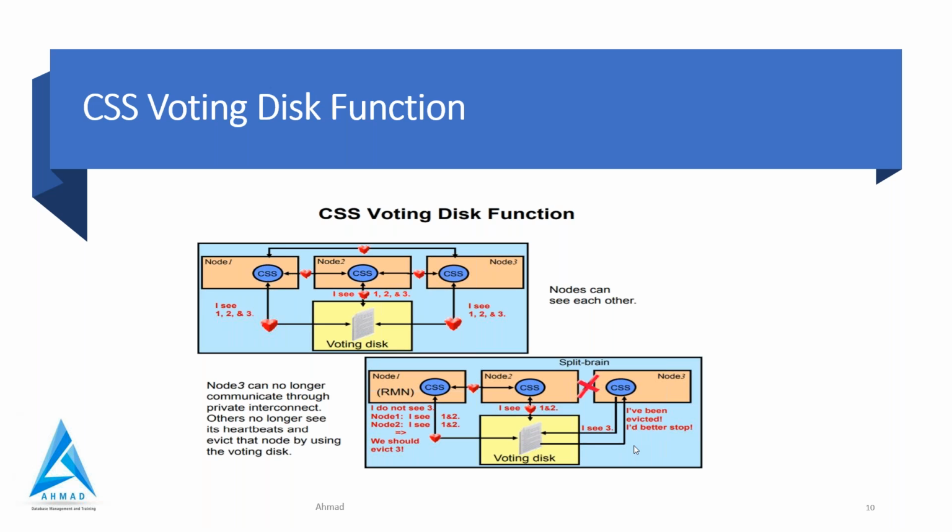So we know that the private network is used between the nodes, which we also call the interconnect. The voting disk is then used to communicate the node state information, used to determine which nodes go offline. So without the voting disk, it can be difficult for nodes to determine whether they are facing a network failure or whether the other nodes are no longer available.